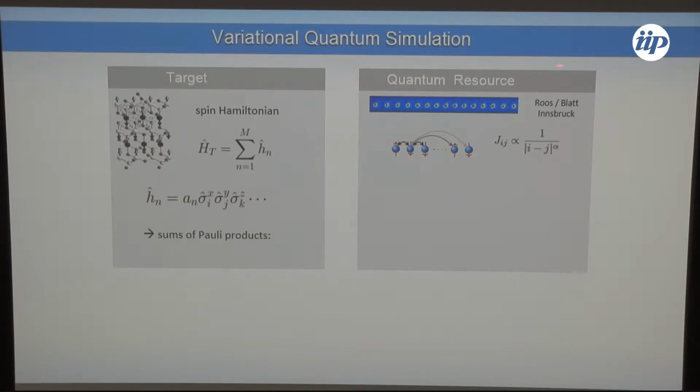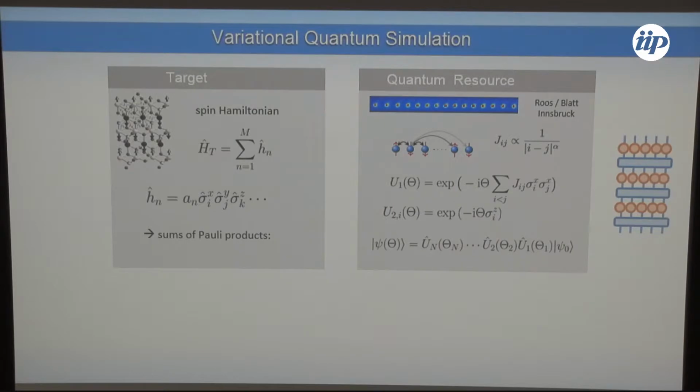On the other hand, we have a quantum resource, so we call it, that's going to be our quantum processing unit that we have in the laboratory. So here today I'll be talking about the ions of Christian Roos and Rainer Blatt, which can interact with some power law interaction, so they can tune it. There's a power here which can be between 0 and 3 roughly, and these interactions they can do very well. So they can do with very high fidelity. They can make the ions interact like this, and also with very high fidelity they can do single particle rotation, so they can flip spins and things like this.